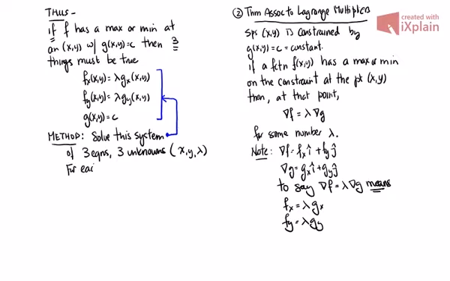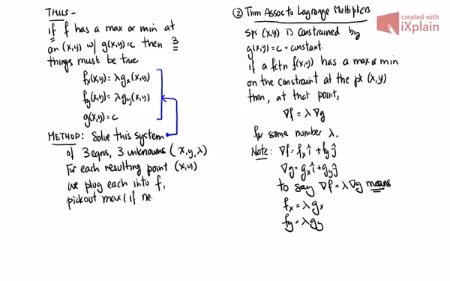For each resulting point, x comma y, we plug it into, let's say we plug each into f and pick out the max if we want a max. Let's say if we need a max, pick out a minimum if we need a minimum. In other words, if those things are there that we're looking for.